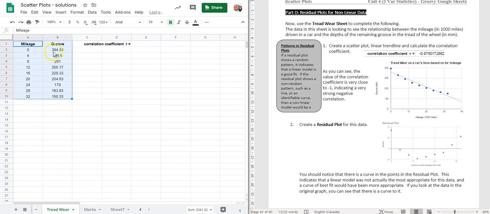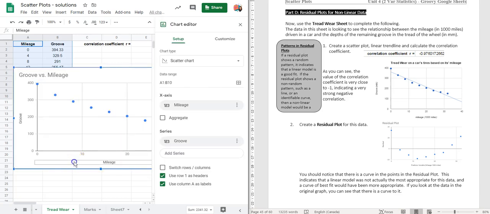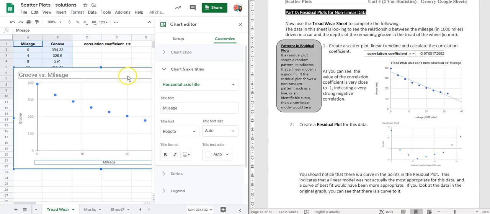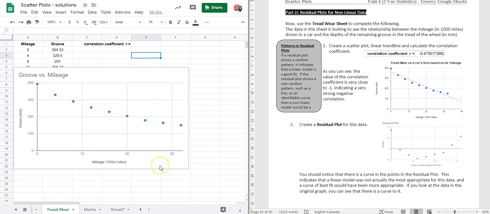So highlight the data, insert chart, and it's being smart, giving us a scatter plot. We're going to need to fix this up a bit with the units. So the horizontal axis title, the mileage, is in thousands of miles, and the vertical, the groove, is in millimeters. So there's our scatter plot.